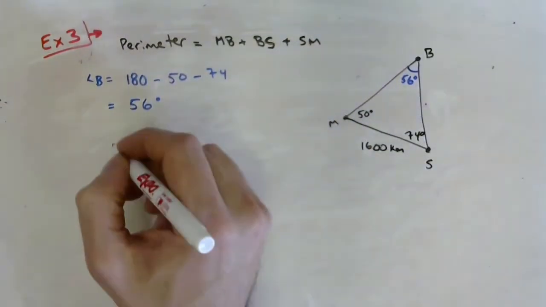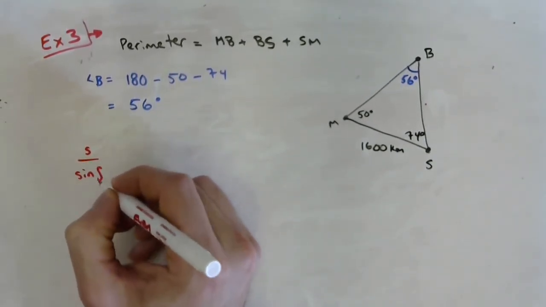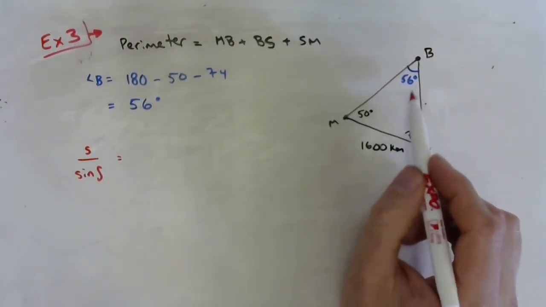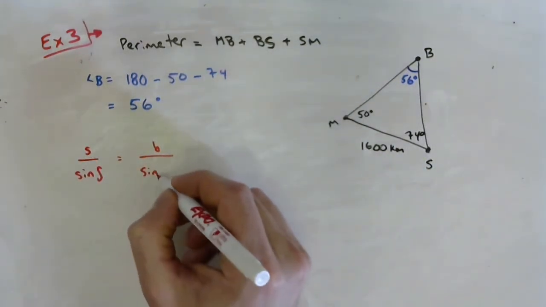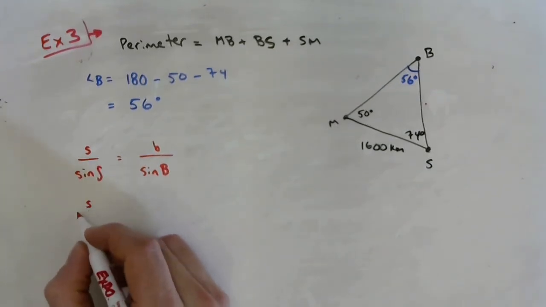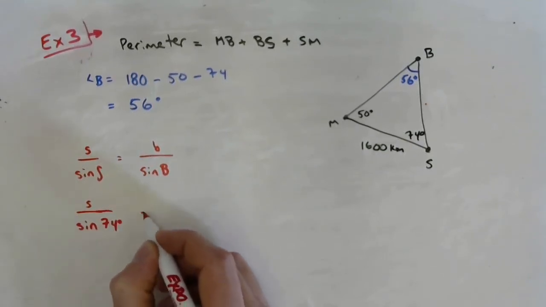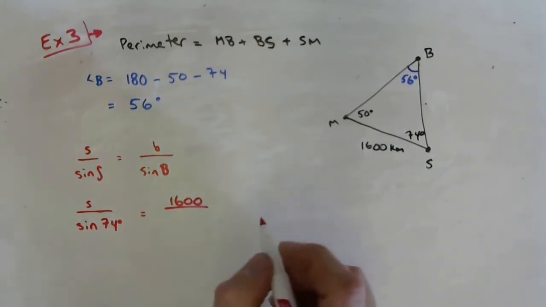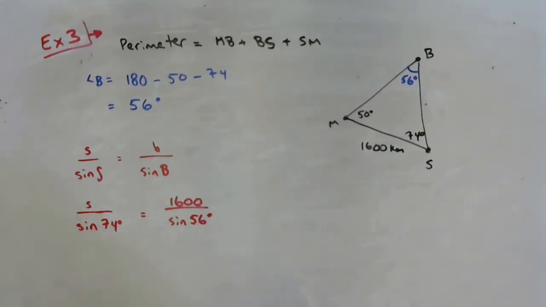So we have side length S, we're going to go with lowercase s on top over the sine of angle S. That's going to be equal to our other ratio, which is my completed ratio: side length B over the sine of capital B. Okay, plug in what I know. I don't know side length S. I do know the angle S is 74 degrees. I know side length B is 1,600 over angle B, which is going to be the sine in the denominator. We're going to have the sine of 56 degrees.